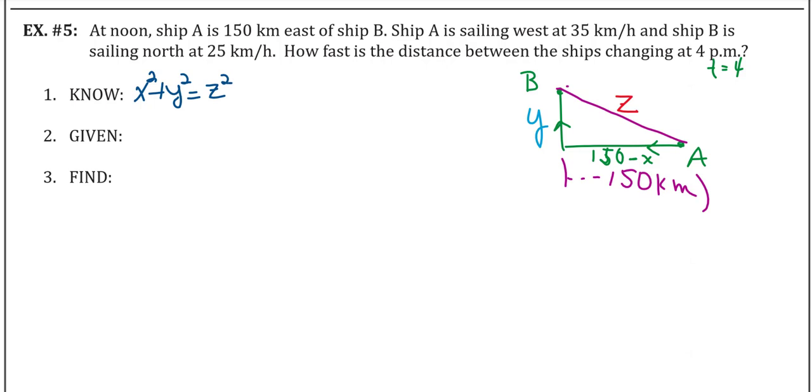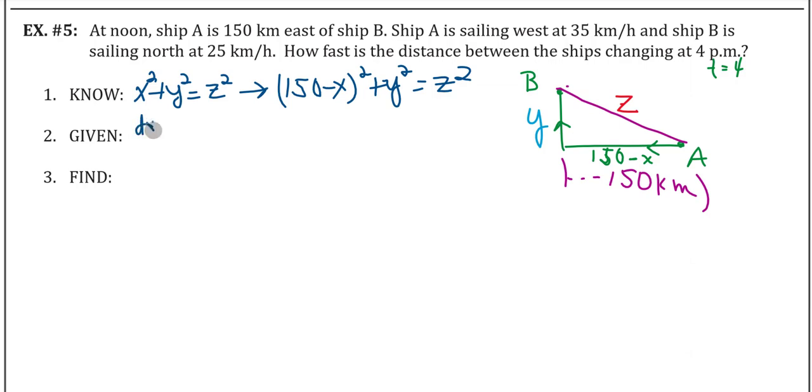So now z is not a constant like in the ladder. So what we really have here is (150 minus x) squared plus y squared is going to equal z squared. All right, so what are we given? We are given the rate of change of our x and our y.